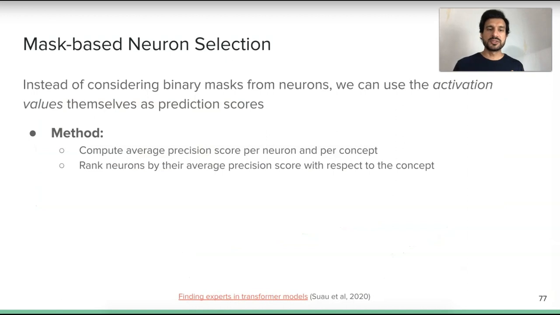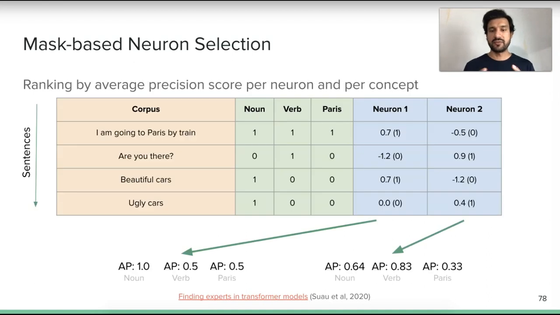So there are other works which have still used the mask-based neuron selection, but instead of using a binary mask for the neurons, they use activation values as a prediction score. So they compute an average precision score per neuron and per concept, and rank neurons by their average precision score with respect to the concept. So the overall methodology will remain the same, but only the final calculation will change to average precision.